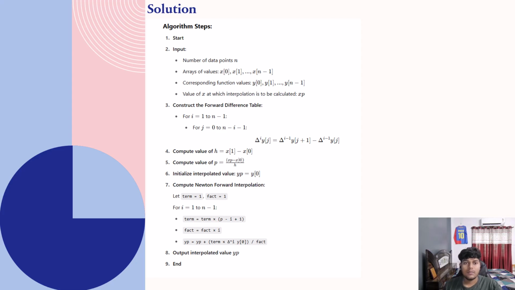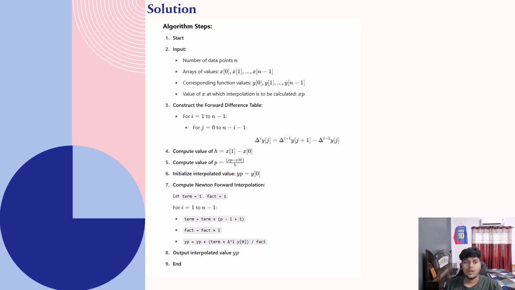The algorithm begins by taking as input a set of n plus 1 points where xi are equally spaced with the step size of h, and the point x where we want to evaluate the function. We first compute the forward differences, the second, and so on, up to the nth difference. These differences form a difference table. Next, we calculate the normalized distance, where x0 is the starting point, and then we apply Newton's forward difference formula up to the nth term.